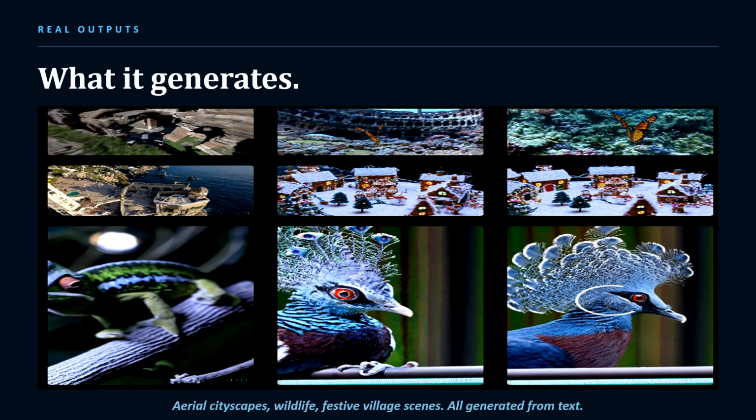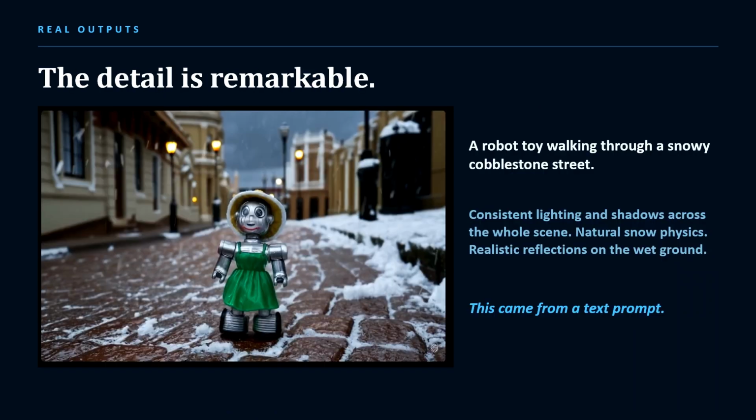These are real outputs from the paper, all generated from text. The variety here is not about different models. It's all one model, handling completely different visual styles and scenes. Look at this, a robot toy walking through a snowy cobblestone street. The lighting is consistent. The shadows move correctly. The snow physics look real. Reflections on the wet ground. This came from a text prompt.